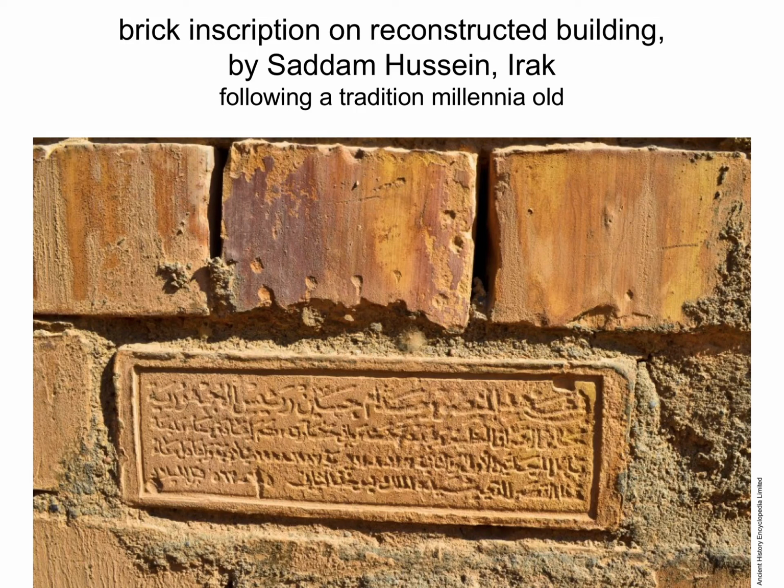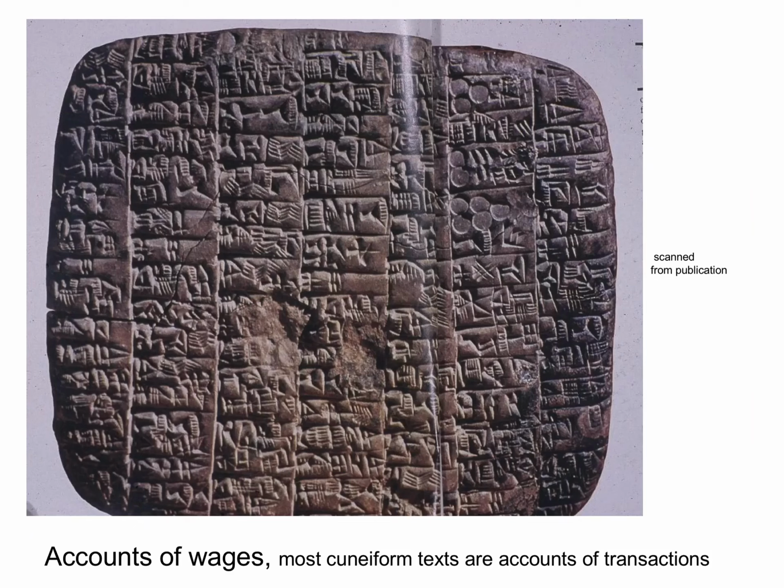This is a brick inscription on a reconstructed building by Saddam Hussein in Iraq, following a tradition millennia old. When a building was built or reconstructed or repaired, the ruler at the time would put such an inscription on the building, and this is also what Saddam Hussein did in quite the recent past. This is an example of an account of wages. Most cuneiform texts are actually accounts of transactions. They are lists of wages, lists of selling and buying products, and so on and so forth.